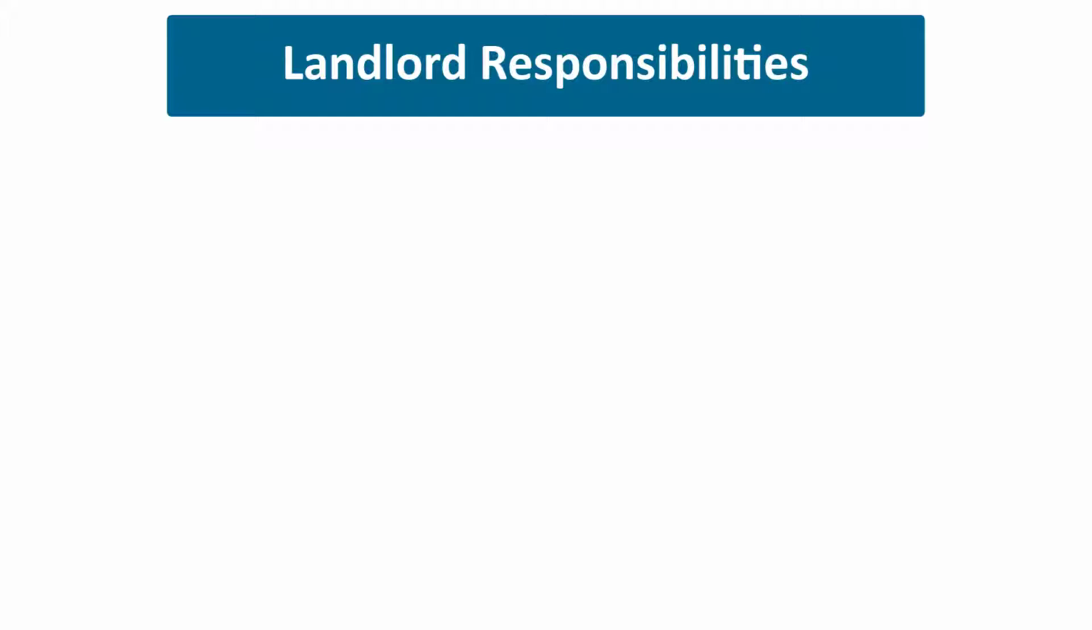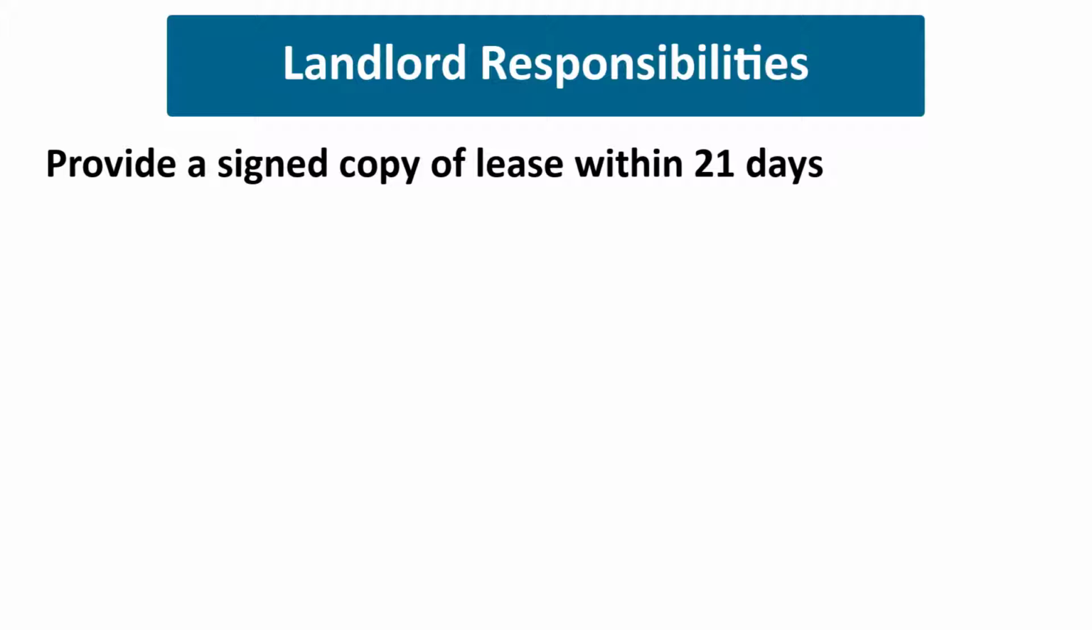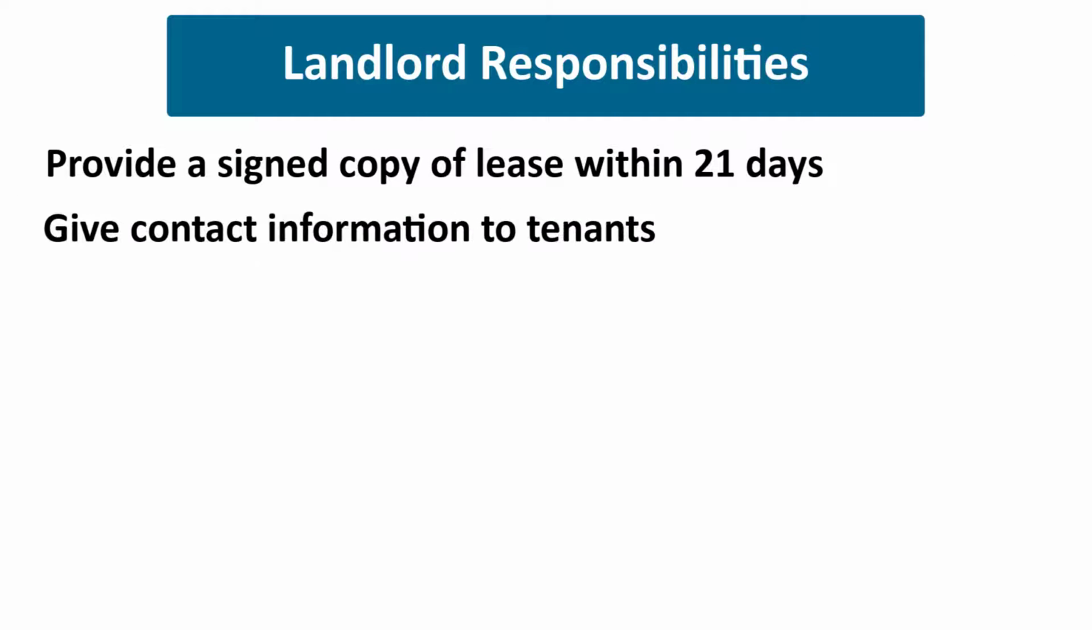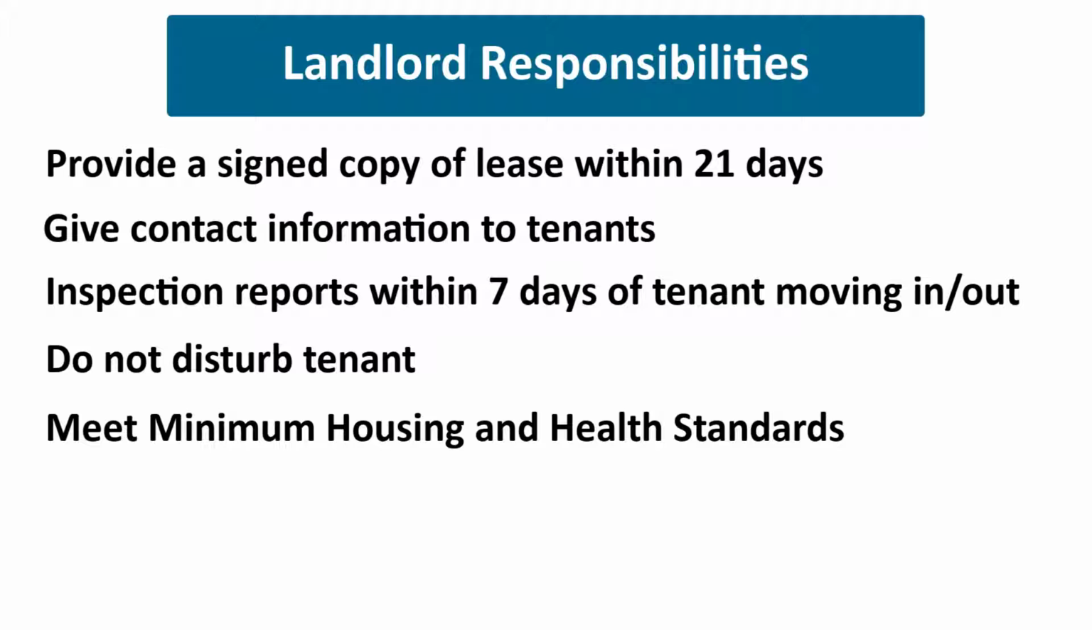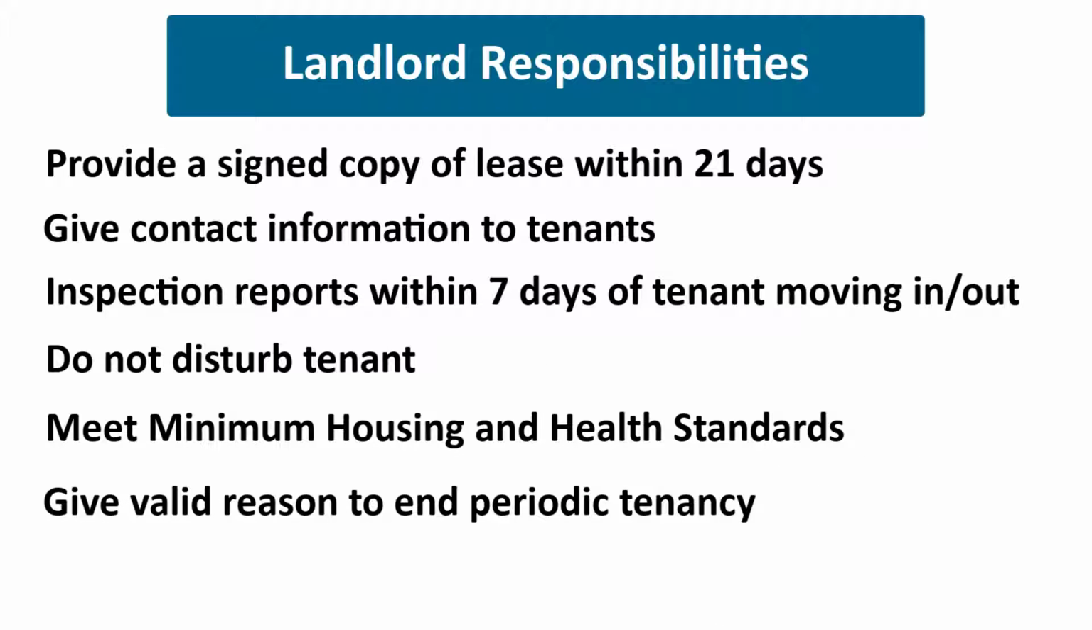Under the RTA, the landlord has a number of responsibilities. For example, provide a signed copy of the lease within 21 days, give contact information to tenants, provide inspection reports within 7 days of the tenant moving in and out, do not disturb the tenant's right to peaceful enjoyment of the property, meet minimum housing and health standards, give valid reason to end a periodic tenancy, and follow rent increase rules. If the landlord does not fulfill these responsibilities, they could be fined by Service Alberta and/or face court action by tenants.